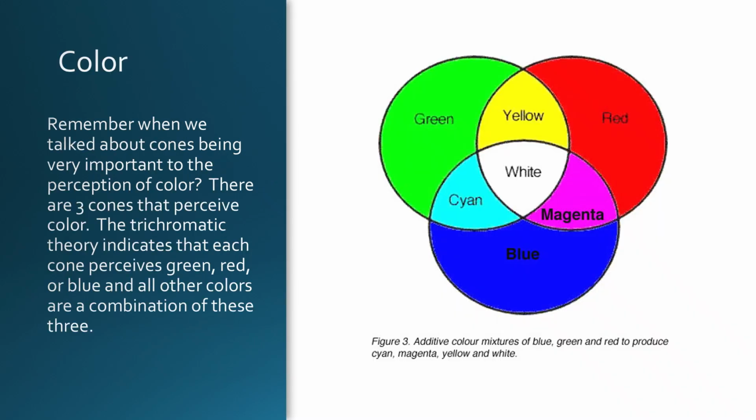Remember when we talked about cones being very important to the perception of color? We talked about that just a few slides ago. Well, there are three cones that perceive color. The trichromatic theory indicates that each cone perceives green, red, or blue, and every other color is a combination of those three colors.